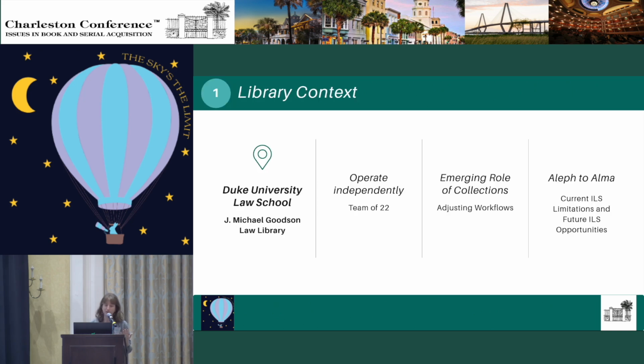So I'm at the law school. We operate independently from the main campus library. We're a team of 22, and that really allows us quite a bit of flexibility in how we're changing our workflows. It adjusts how we're documenting our decisions. We share an ILS with the main campus, but have our own documentation system, acquisitions librarian, reference team, things like that.